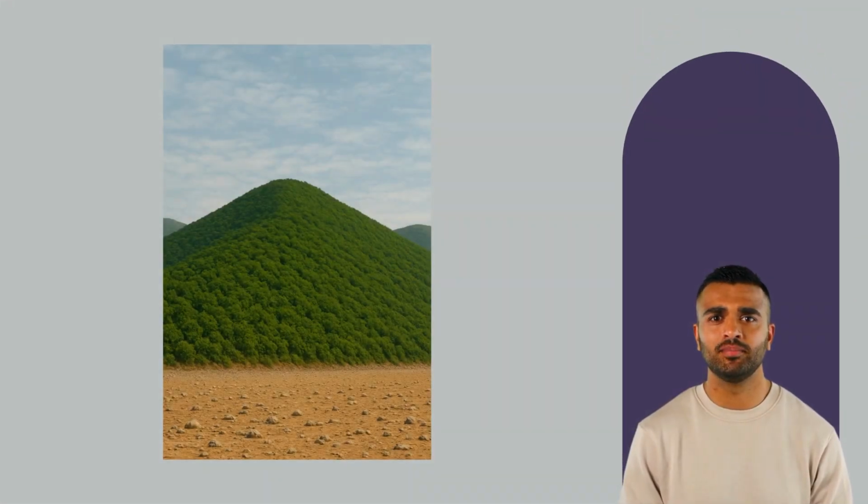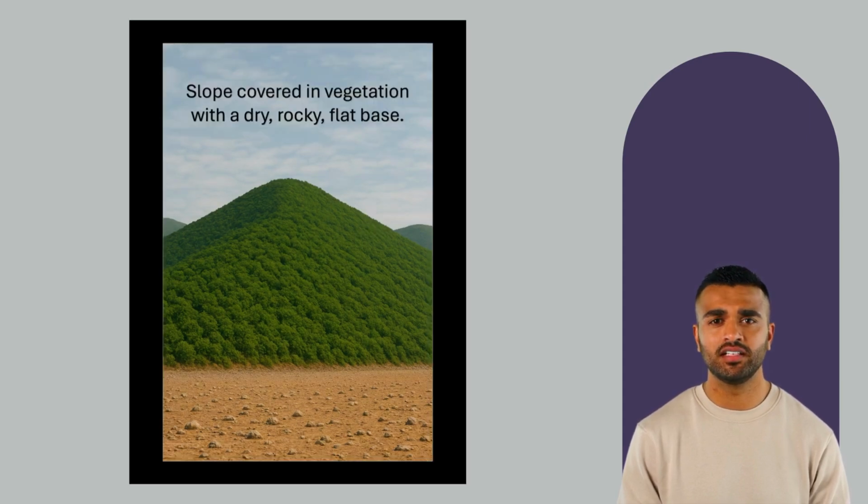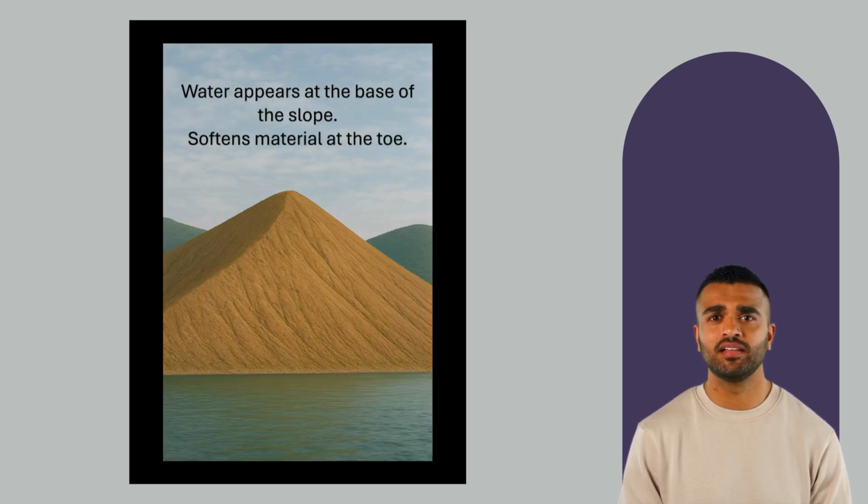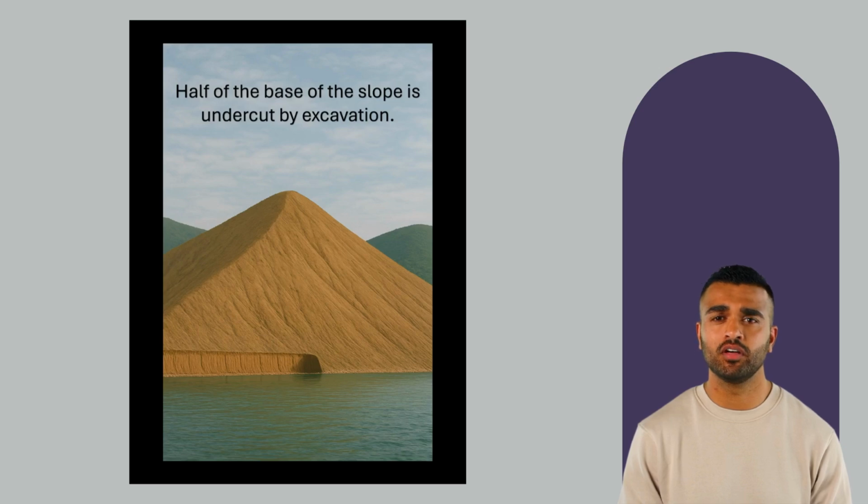Now let's take a look at a basic animation that shows how this kind of failure can develop over time. We start with a vegetated hill. At first glance, it looks stable, but then the vegetation is removed, exposing the surface soil and allowing it to dry out, loosen, or become destabilized. The unvegetated hill is just the same as a mine dump for this analogy. Next, water enters the base of the slope, maybe through rainfall, runoff, or a nearby water source.